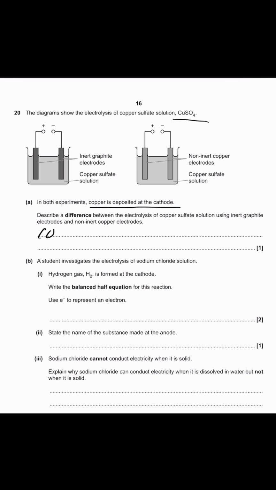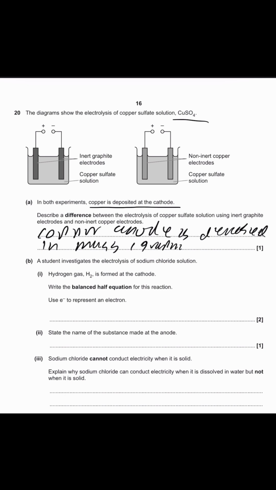And so then we have question 20. Question 20, the diagrams show the electrolysis of copper sulfate solution, CuSO4. In both experiments, copper is deposited at the cathode. Describe the difference between the electrolysis of copper sulfate solution using inert graphite electrodes and non-inert copper electrodes. Okay, so you have inert graphite electrodes and non-inert copper electrodes. So what is the difference between these two things?